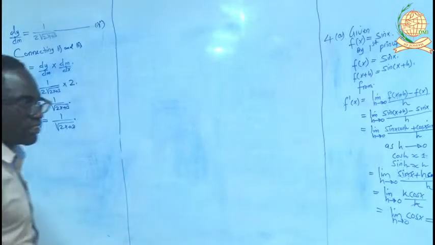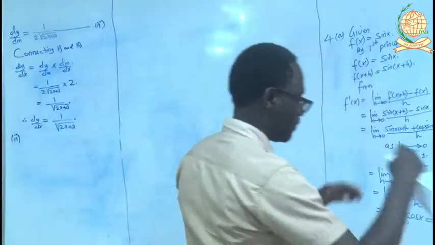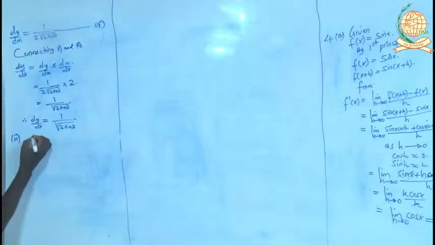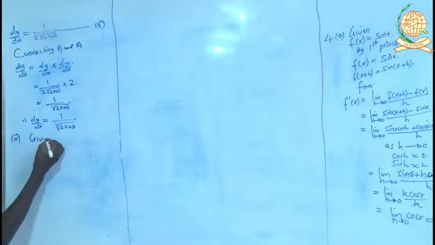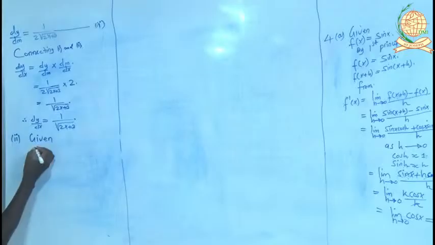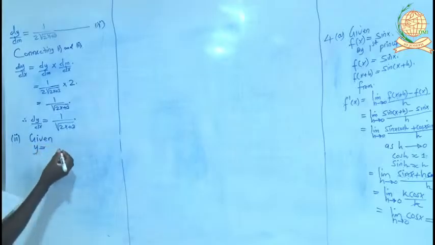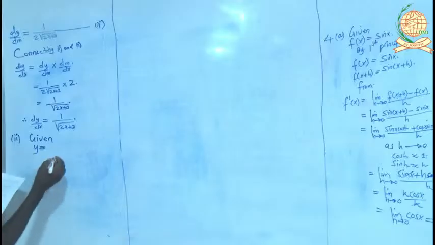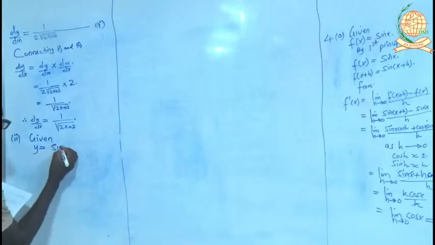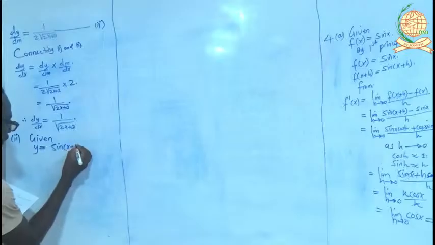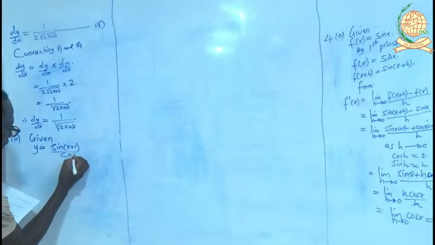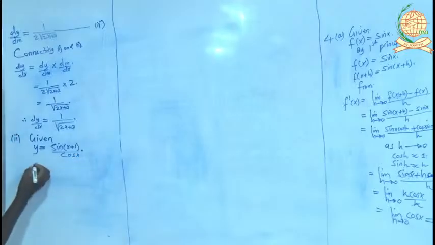to find the derivative of this function. Here we are given y equals sine x plus 1 divided by cos x.